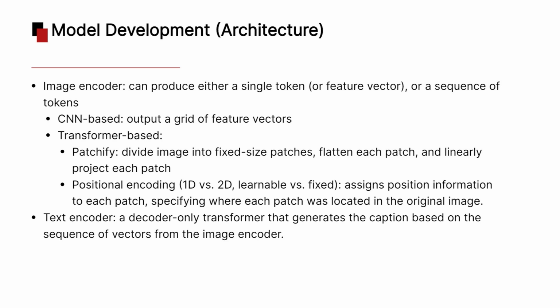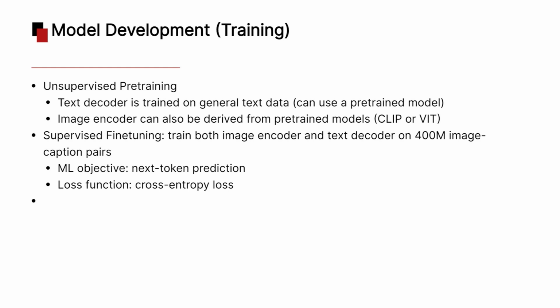This architecture leverages the power of transformers for both visual and language understanding, making it well-suited for the complex task of generating descriptive captions. Training an image captioning model typically involves two main phases: unsupervised pre-training and supervised fine-tuning. Unsupervised pre-training: the text decoder can be pre-trained on large corpora of general text data to learn language structure and fluency. Often, we leverage existing pre-trained language models, which saves time and resources.